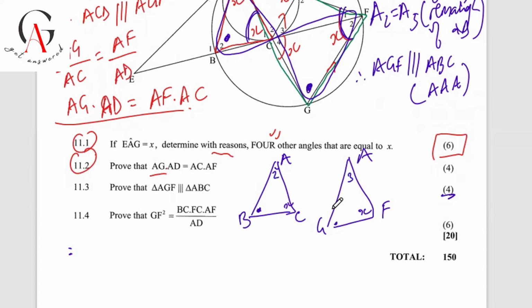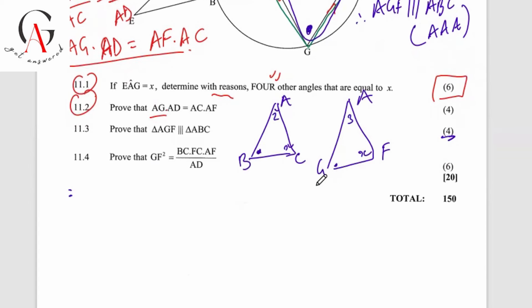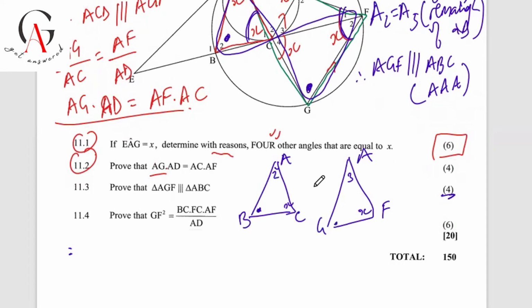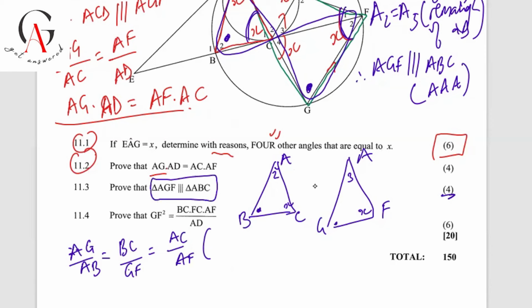All right, then let me compare the sides. So if I get the AB, should I start from there? Yeah, I'll say AB or AG. Let me start with the big one. So AG over AB should give me BC over GF, which must also be the same as AC over AF. I mean, those sides are in proportion because these two triangles are similar.